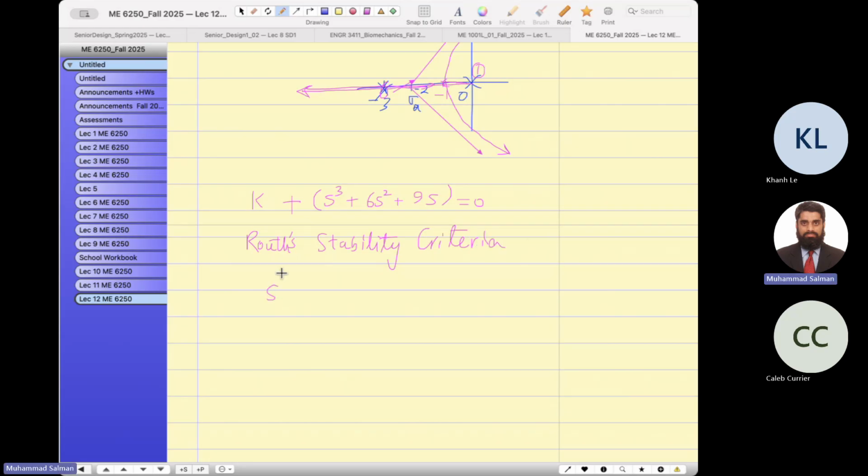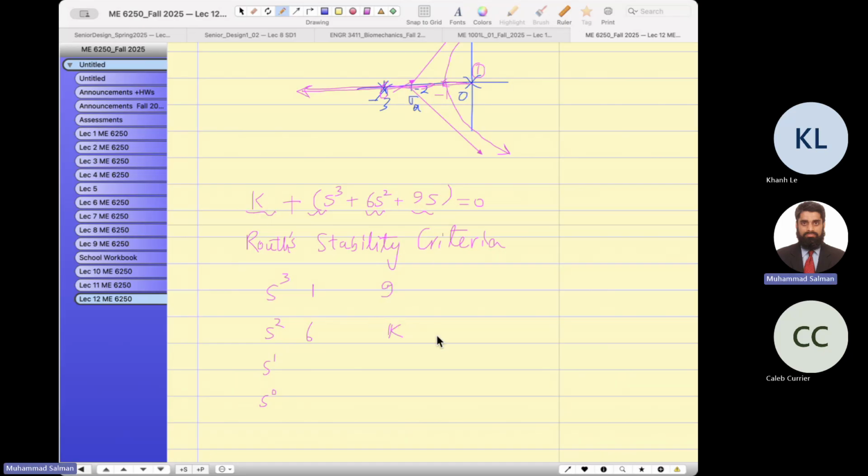What you have to do is write the largest degree of s, and then smaller, and then smaller. So the coefficient of s cube is 1, the coefficient of s square is 6, and then go to the next column here, and the coefficient of the next smaller s is 9, and then you're left with the constant here.